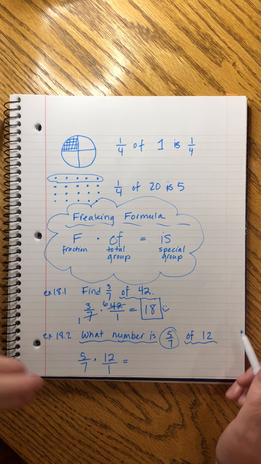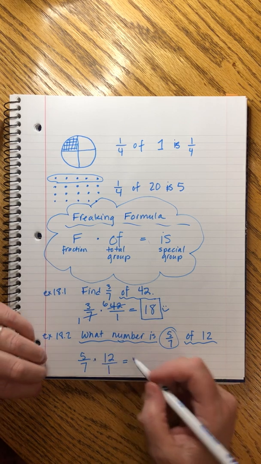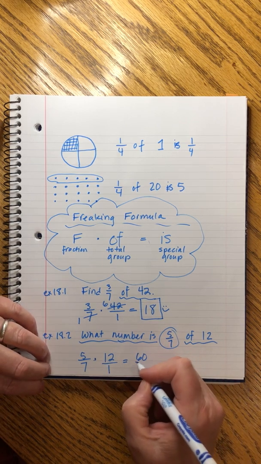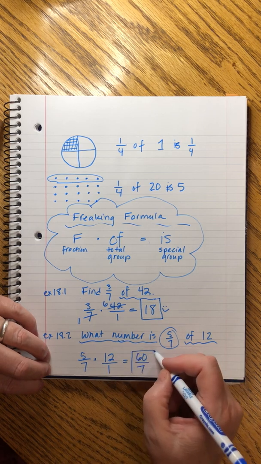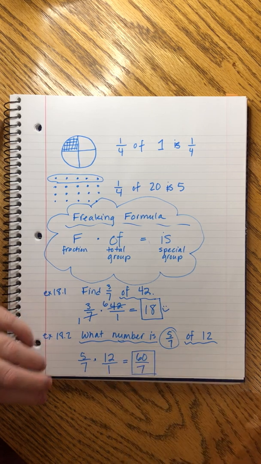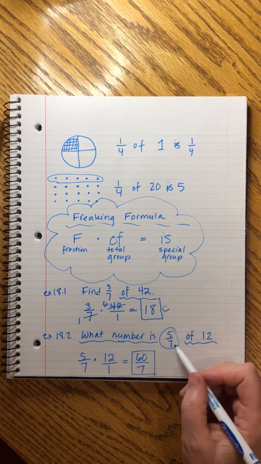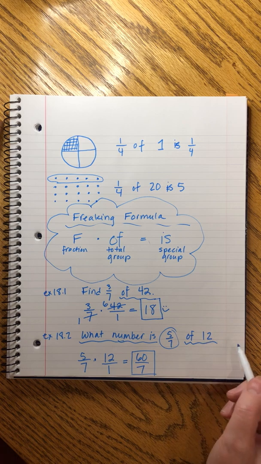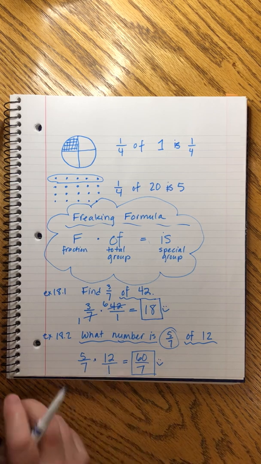All right, now this one, we look to cancel. There's nothing we can do here. So all we can do is write it, multiplying straight across the top and the bottom. That is our final answer. 60/7 represents 5/7 of 12. All right, that one is less satisfying, but it is the right answer, and we're just multiplying by fractions.